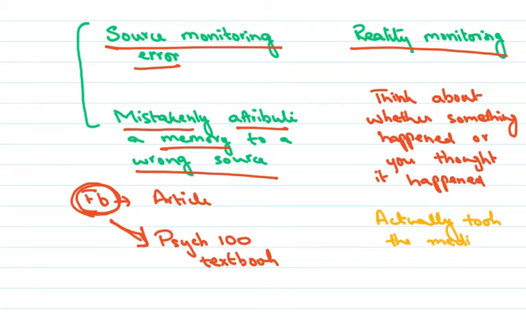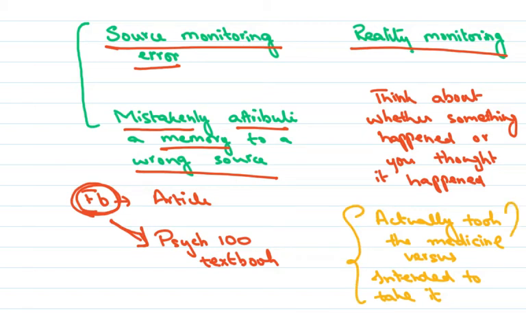Or whether I only think I took the medicine versus whether I only intended to take it. So this is a dilemma that happens very often, and when you're trying to decide this, you're engaging in what is called reality monitoring.